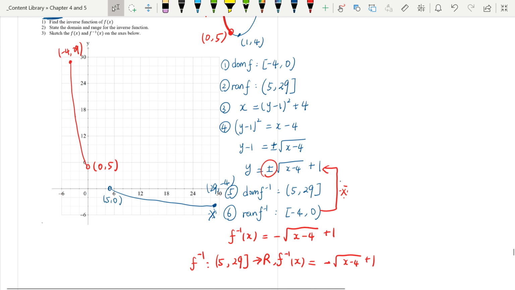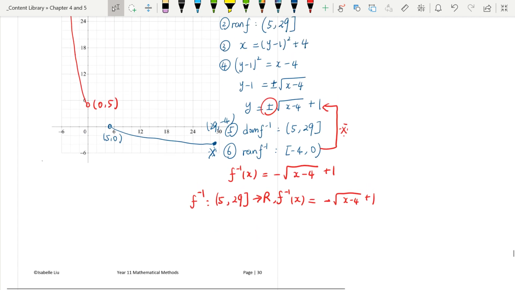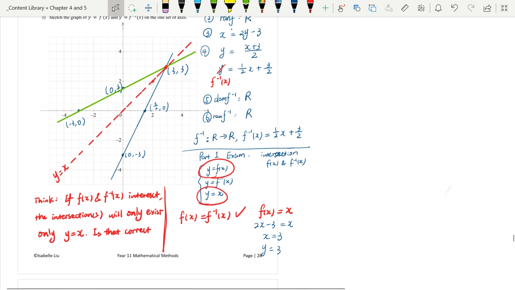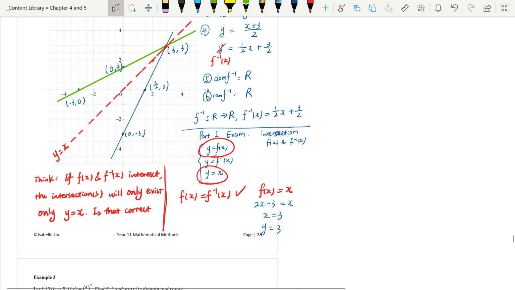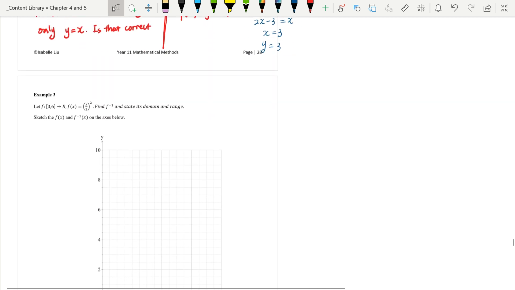Okay, I basically finished 1, 2, 3 in one step. So in those 6 steps, I finished all of it together. So actually, it doesn't matter how the question asks you, you just need to go through those 6 steps, and then the answer will just appear. Okay, so that's the end of inverse function. Tomorrow I'll come back to think about that question with you: will the intersection always be on y equals x? Okay, we'll think about that. And I'll give you an example.